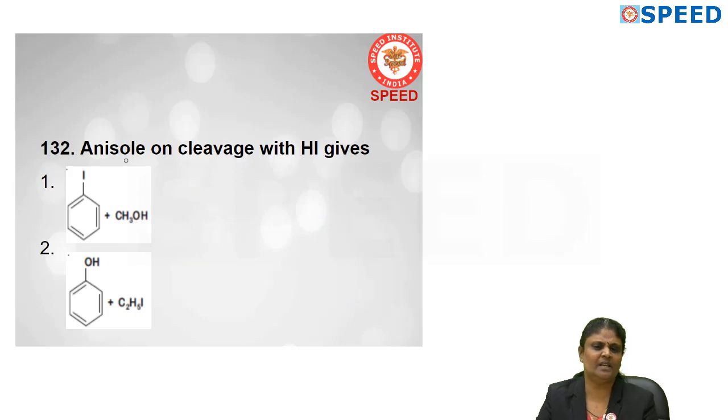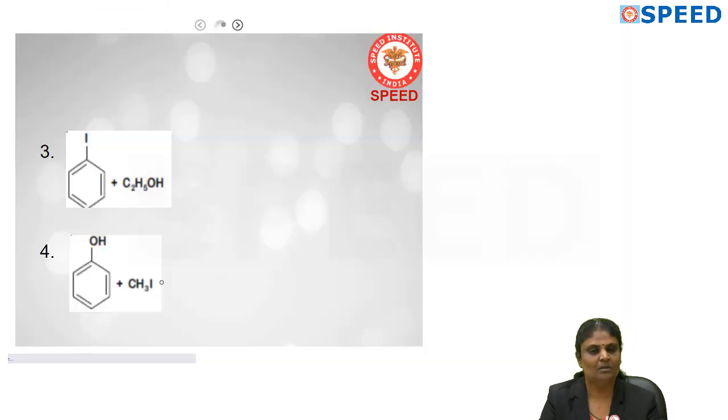And then the 132nd question. Anisole on cleavage with hydrogen iodide gives what type of product? I think this is not right because the iodine is attached in the aromatic compound, so this is wrong. I think here ethyl iodide is also not formed. I think methyl iodide is formed, so this is also wrong. And then this is iodide, again this is wrong. So this one is the correct answer.